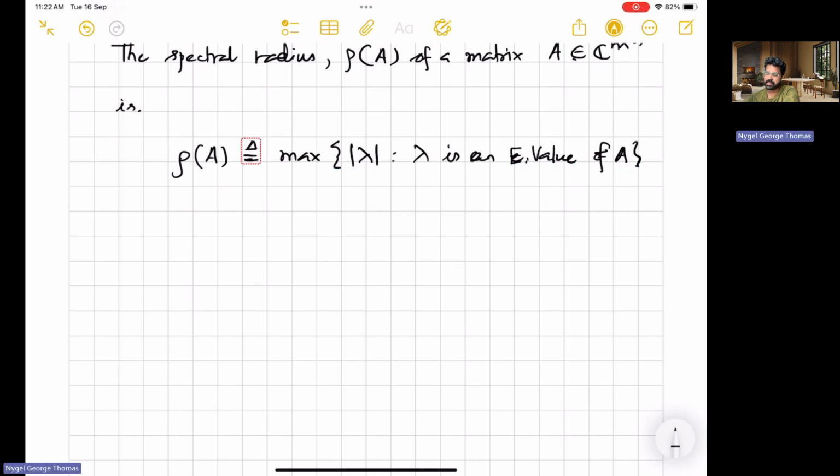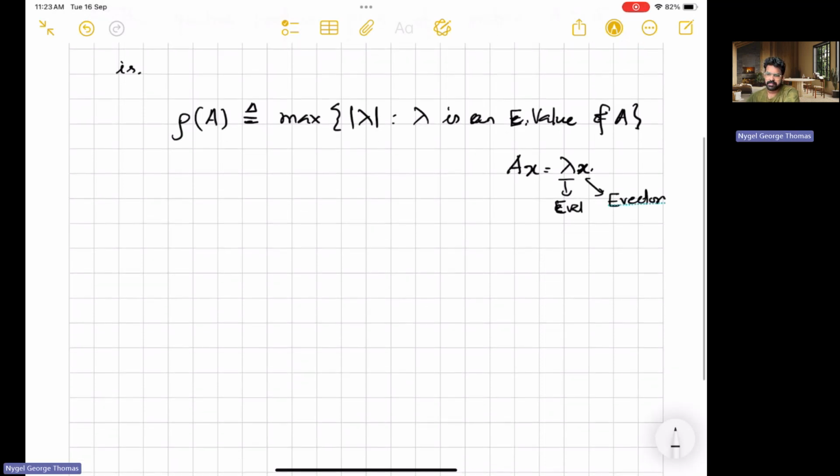We have not formally discussed what eigenvalues and eigenvectors are, but a very introductory definition can be: if A is a matrix, and for some vector x it gives lambda times x, which is basically scaling of this vector, then this lambda is known as the eigenvalue, and this x is known as the eigenvector. It will be discussed in detail in the coming lectures.